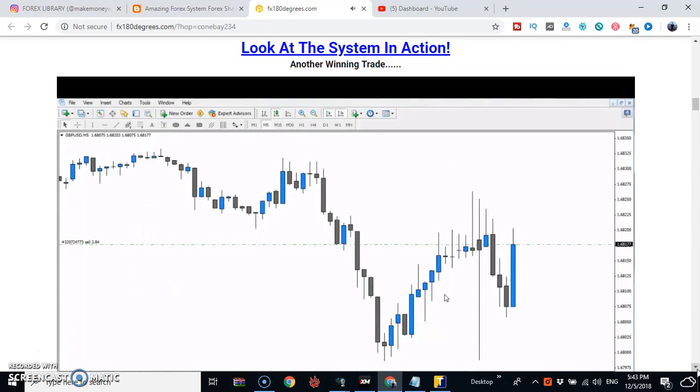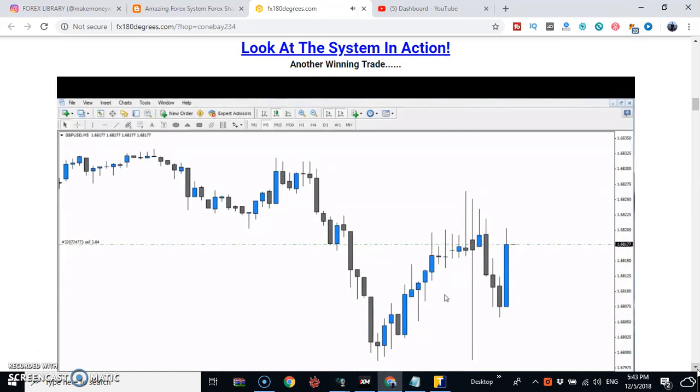So we're in the market, and now we can place our stop loss and our targets. So I'll quickly do that, and I'll keep you posted as the trade goes along.